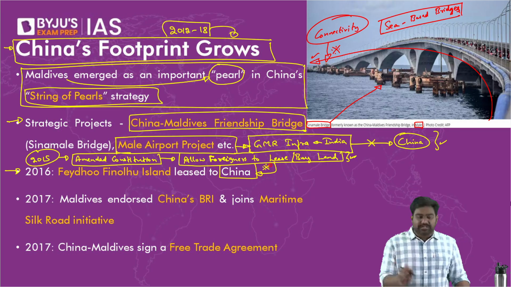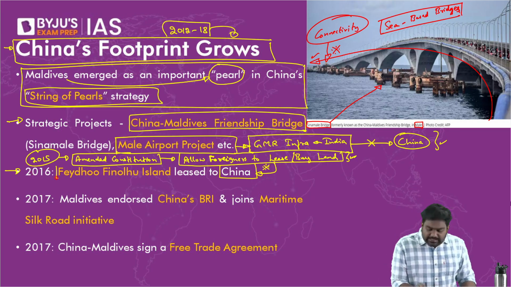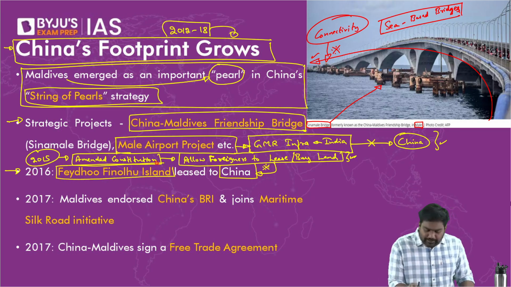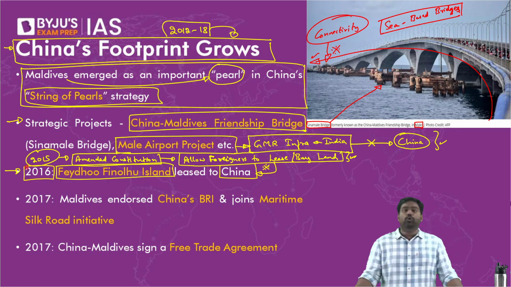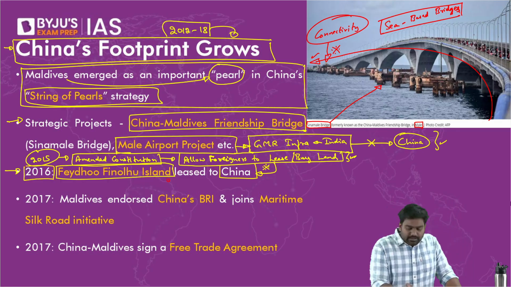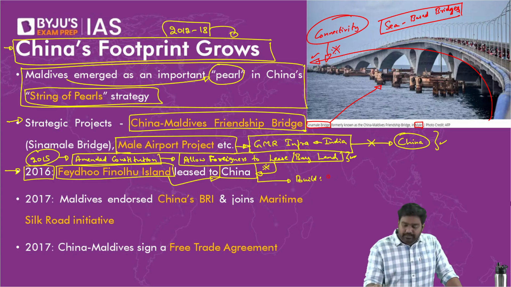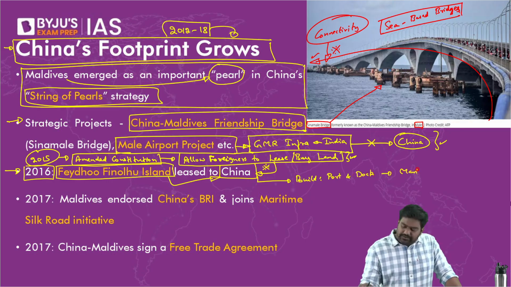Because the very next year after this amendment, an entire island was leased to China. The Fedu Finolu Island. Please remember the name. This entire island has been leased to China, and over the years, China has built port and dock facilities for maritime connectivity. And it has also built airport runway facilities for air connectivity.